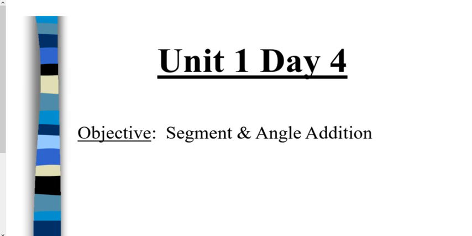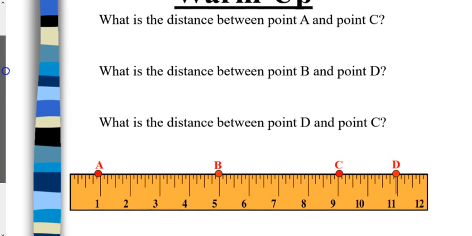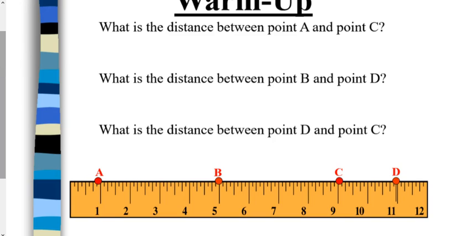All right. New stuff. Segment and angle addition. Right, there's a lot of common sense in this part. What is the distance between point A and point C? Well, point A is at 1, point C is at 9. 9 minus 1 equals 8.